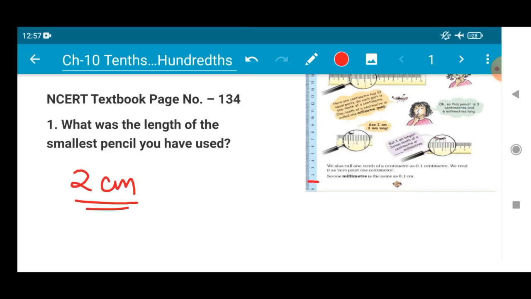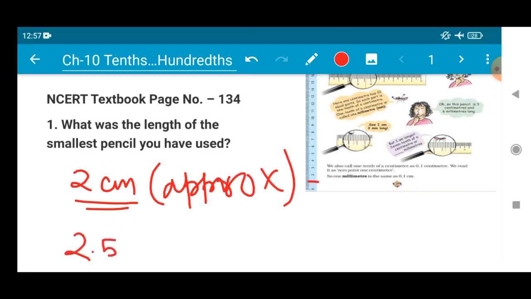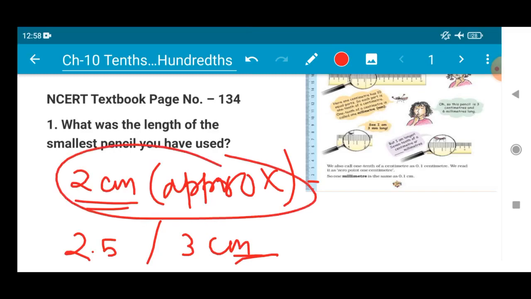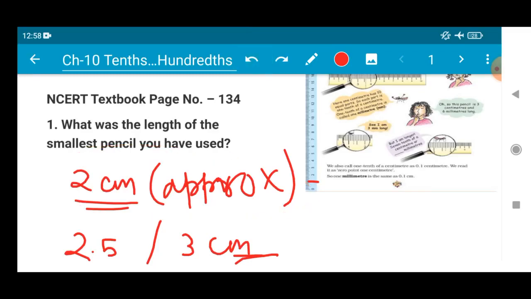Most probably your answer may change, so this is not the proper value. This is an approximate value I am saying. Approximate value means it is not the confirmed answer. You may write 2 centimeter, some may write 2.5, some may also write 3 centimeter, because it depends on your choice. So this is not an exact value. I am once again saying this is my approximate value. You can write 2 or 2.5 or 3 centimeter.